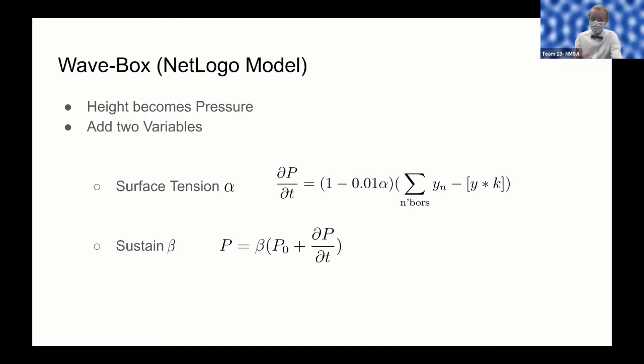Additionally, we added a sustain variable denoted with beta, and that scales how much the new pressure is going to be affected by the old pressure and the change in pressure. So every single tick in our model we calculate the change in pressure with respect to time, that partial P, partial T, and then we add that to the old pressure, and then we scale that by beta to get the new pressure for the next tick.